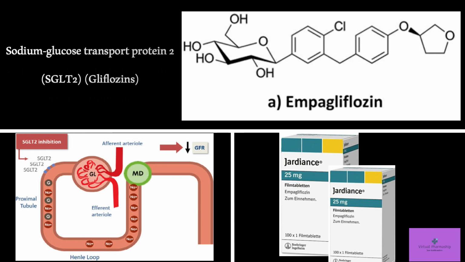Blocking this transporter causes about 50 to 80 grams of blood glucose per day to be eliminated through the urine, corresponding to 200 to 300 kilocalories. Additional water is eliminated, resulting in lowering of blood pressure. The body responds to reducing energy by burning fat reserves.